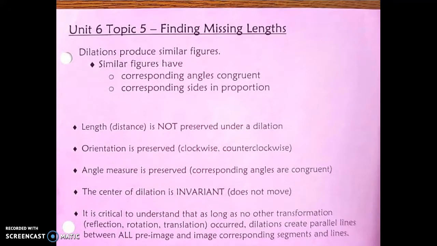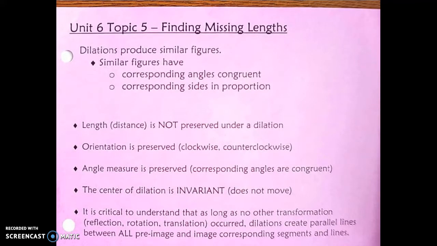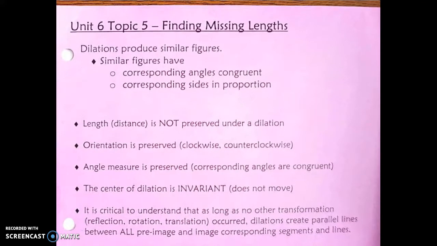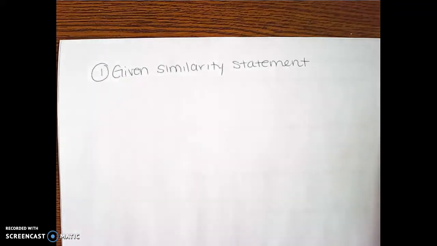Hi guys, this is a video on finding missing side lengths of similar triangles. So this is Unit 6, Topic 5. The key to these problems is identifying which angles are corresponding to each other. The way that we do that varies in each problem, but that's important because that's how we're going to set up our similarity statement. We have to know what angles are congruent to each other, so we know what angles are corresponding to each other so that we can set up our similarity statement.